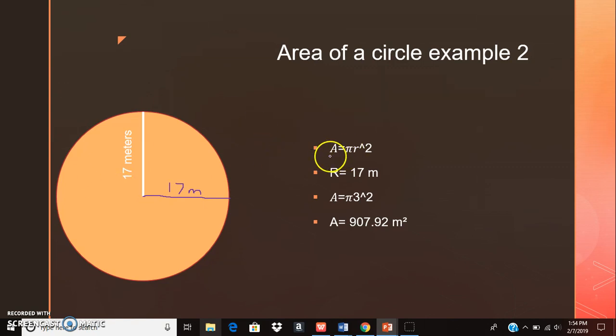We're going to do this formula again. Area equals pi times the radius squared. Our radius is 17 meters. So area equals pi times 17 squared. And then here's our area after we calculate that out: area equals pi times 17 squared, and our area is 907.92 meters squared. Like always, we have to remember those square units. And that is how you find the area of a circle.